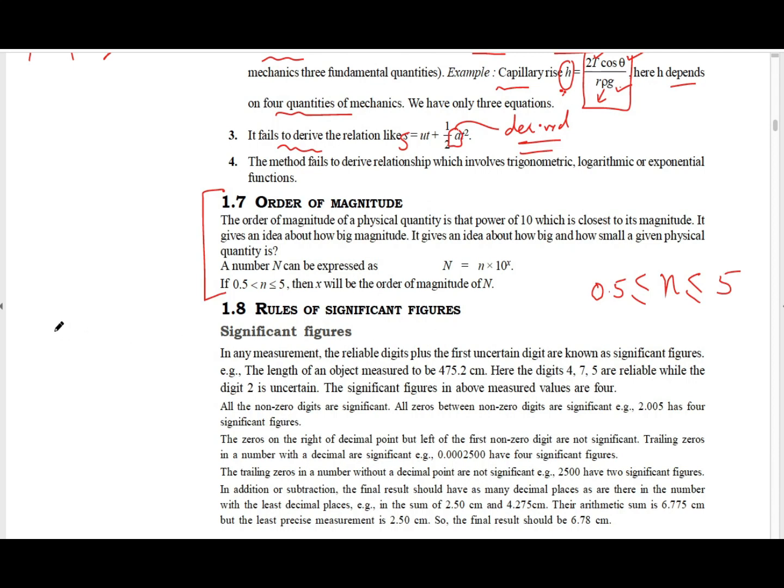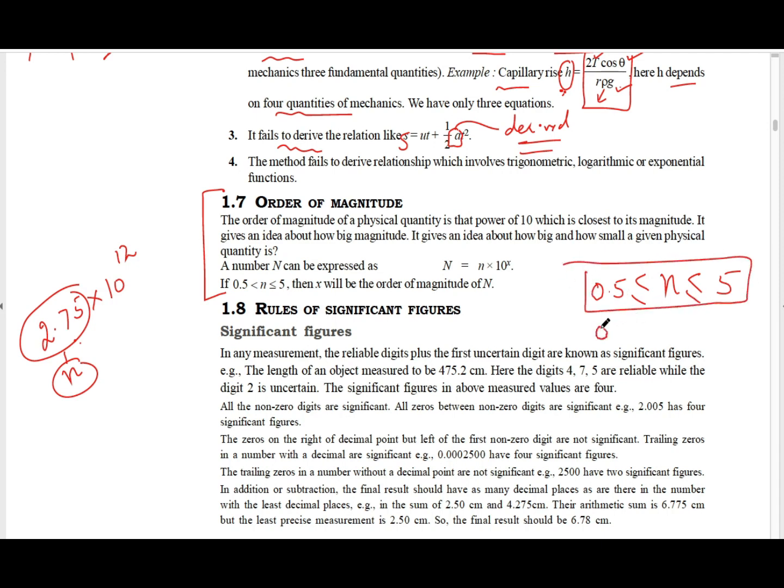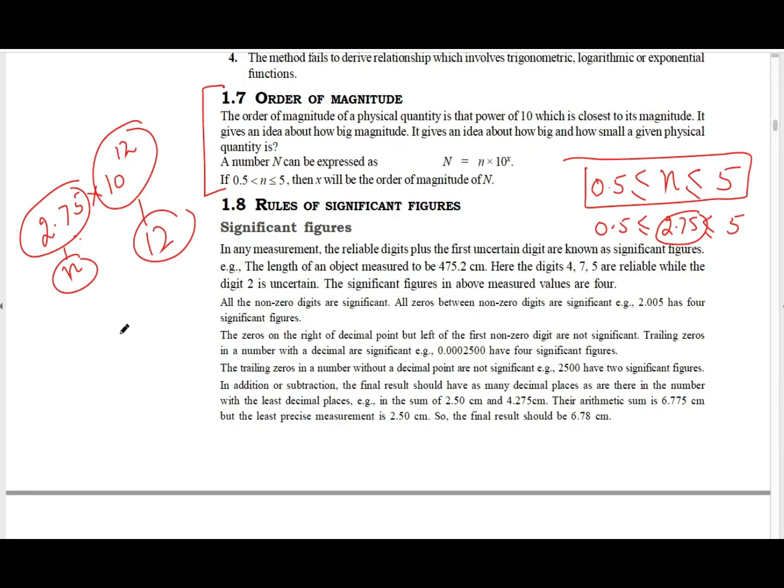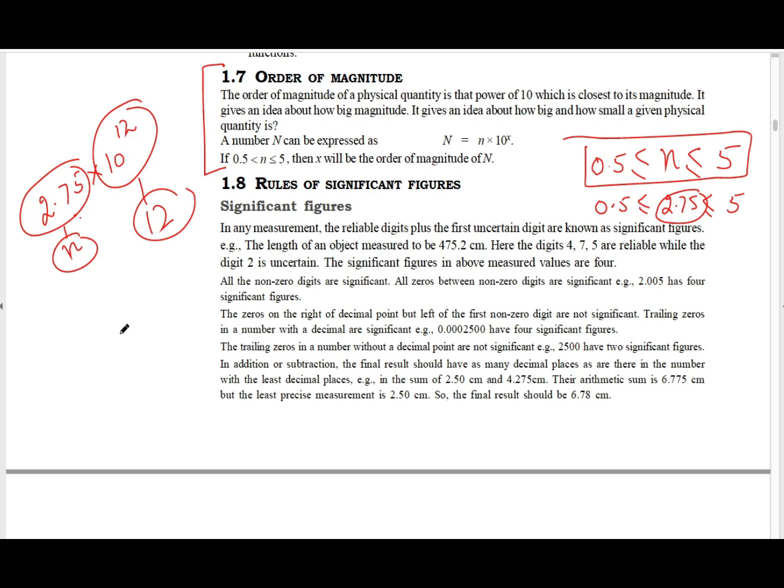Now suppose I have an equation 2.75 into 10 to the power 12. Now here this is my n. First I will put the value of this n in this equation and see that n should be between 0.5 to 5, and if it is satisfying, then the order of magnitude of this equation is 12. So we will do some numericals related to this in our next slide. Before doing that, let us discuss significant figures.